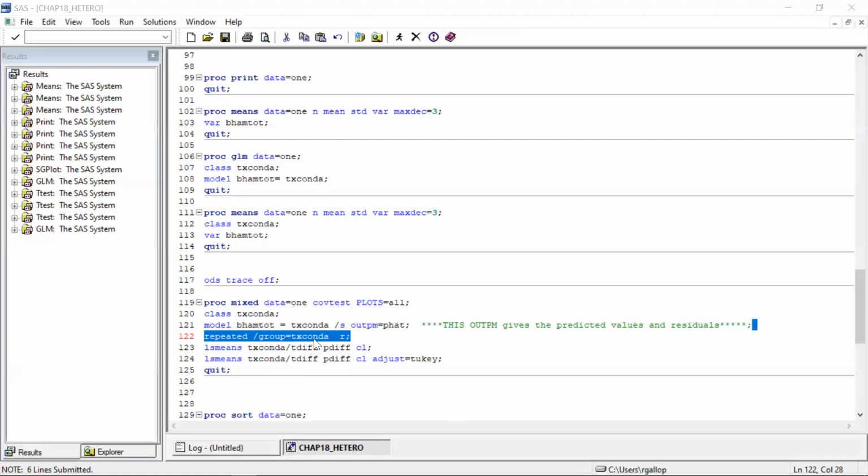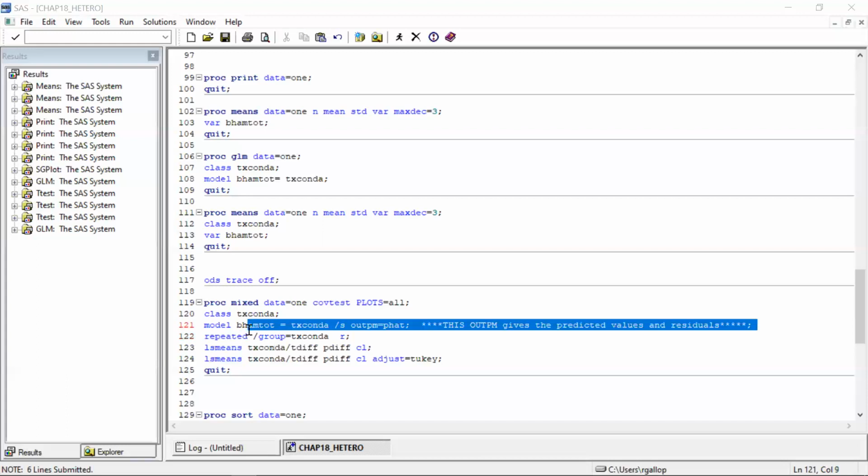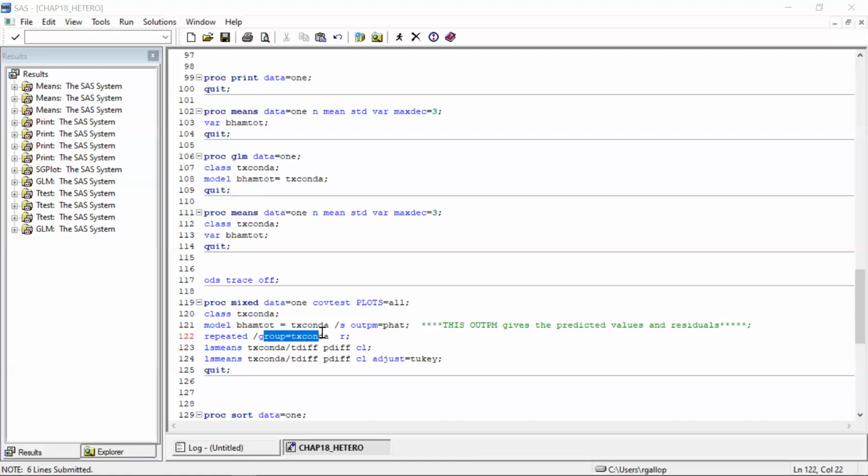The R is an option. It's going to have SAS print out the variance estimates for us. So again, you don't really need to worry about that R. I just put it in there to show you part of the output that we're going to see in chapter 25. But it's really this repeated statement. You're telling SAS you want the variance estimated, but not the pooled variance, the variance estimated separately for each level of treatment condition.